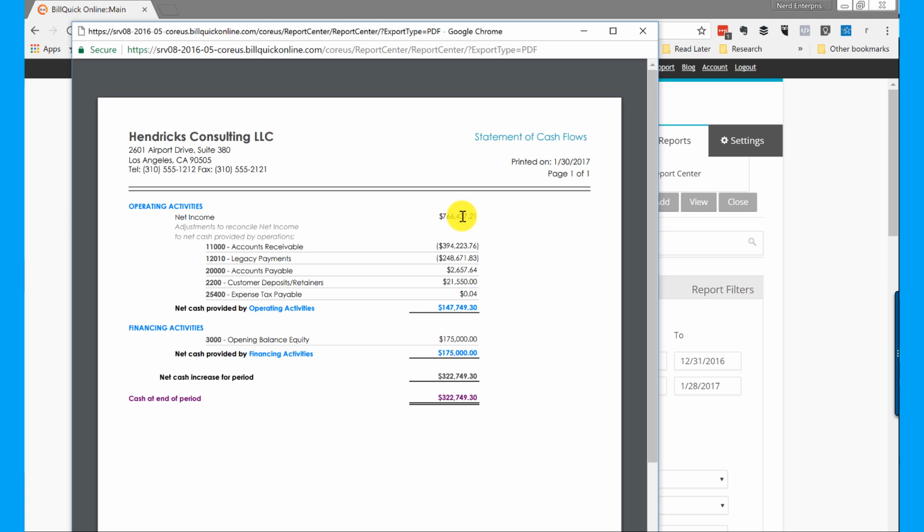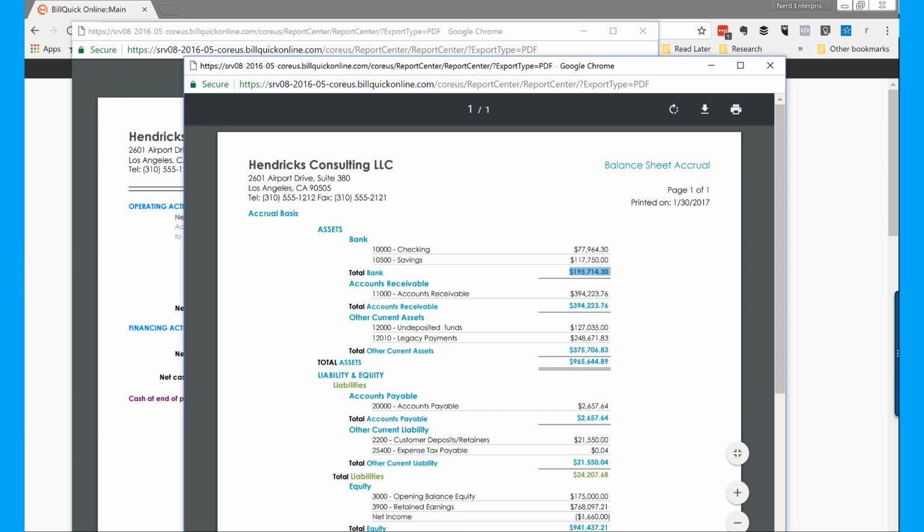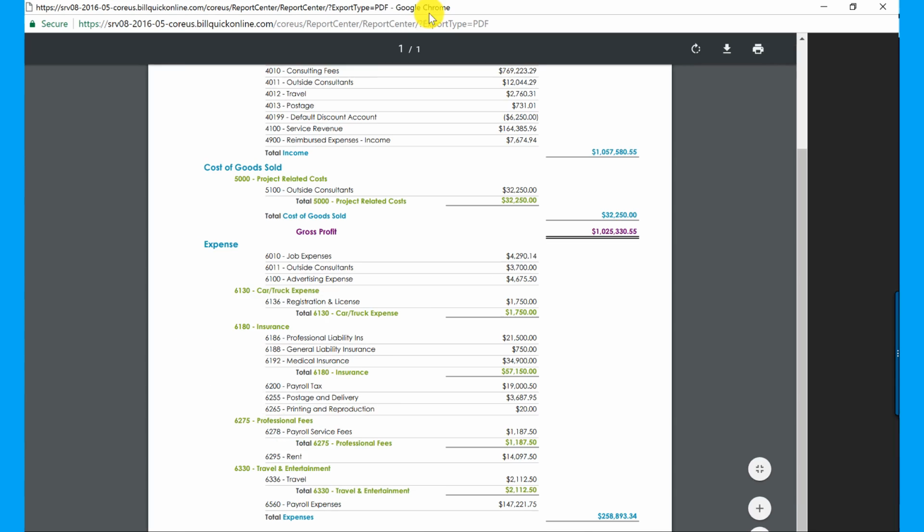That, my friends, is a quick overview on everything you should understand at a high level about the three major financial statements: the statement of cash flows, the balance sheet, and of course the profit and loss, with which you're probably most familiar.